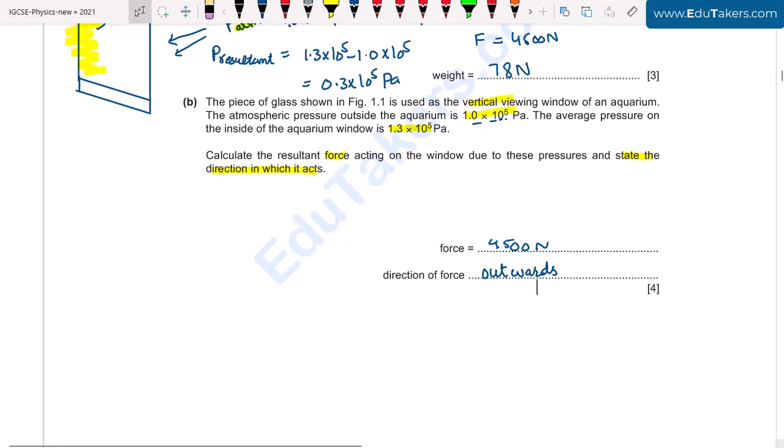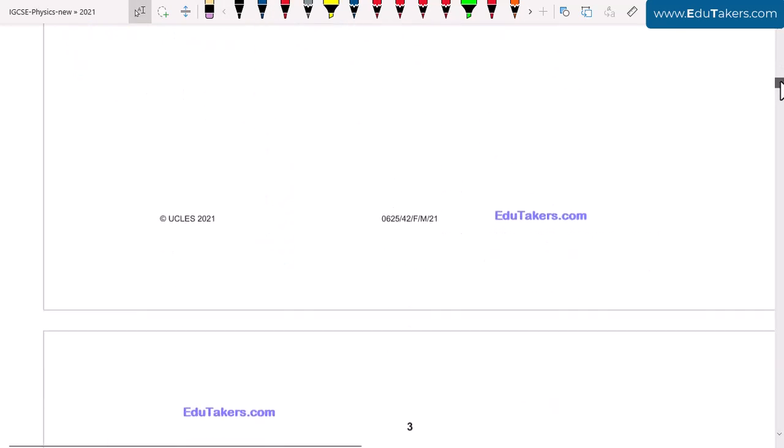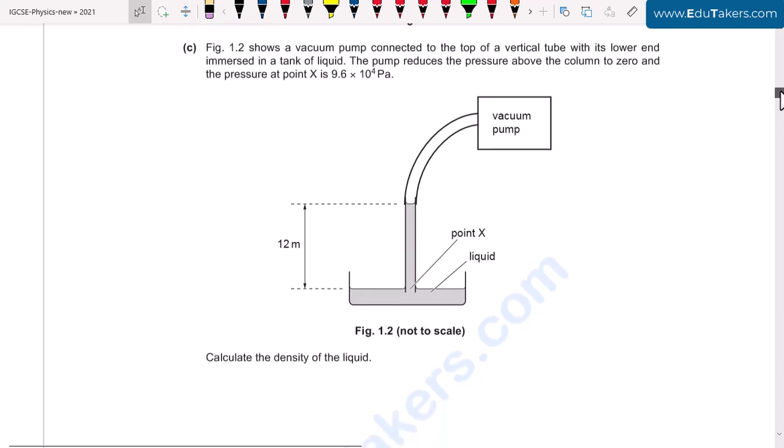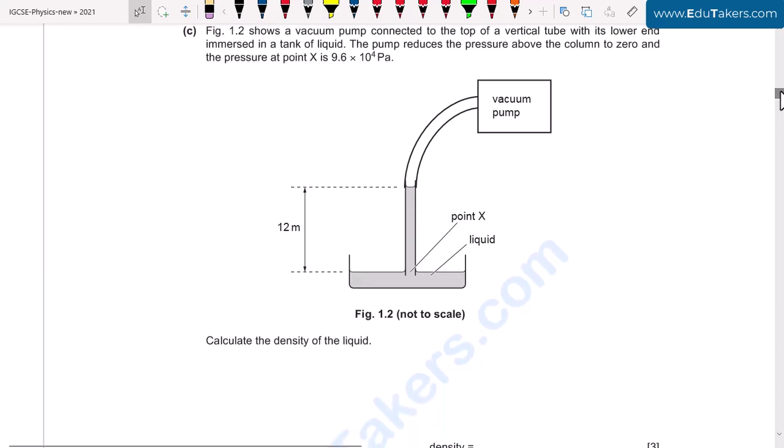Next, part C. Figure 1.2 shows a vacuum pump connected to the top of a vertical tube with its lower end immersed in a tank of liquid. So here is a tube, and one end is immersed in the tank while the other is connected with the vacuum pump. The pump reduces the pressure above the column to 0.